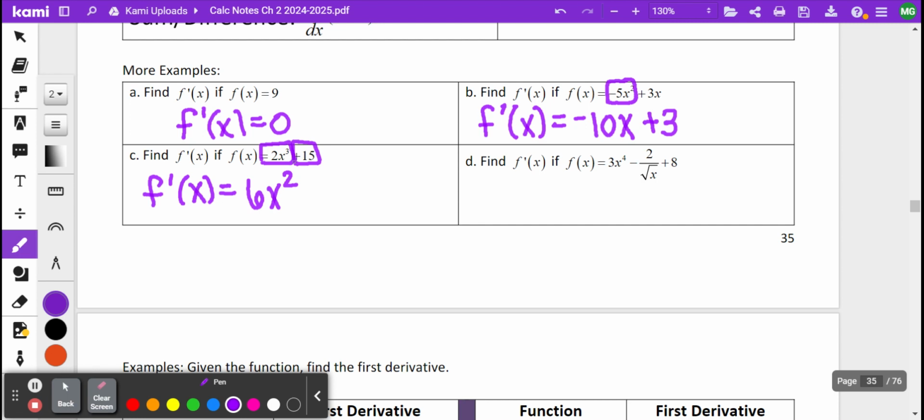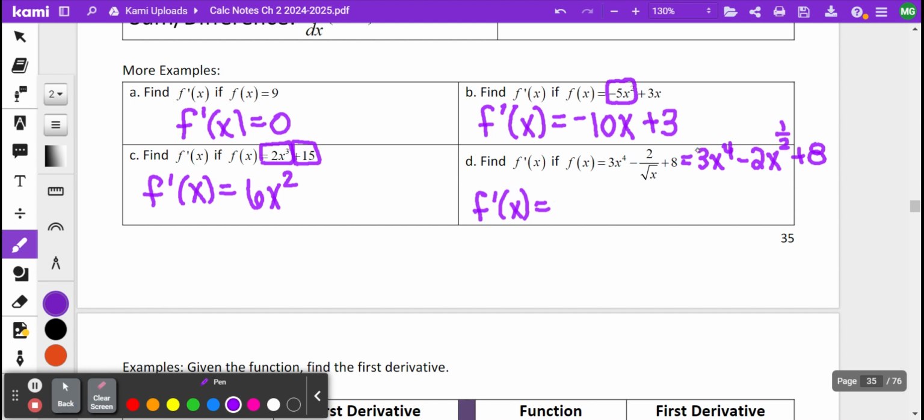The last example, what I would do is I would rewrite this middle term. So I would keep 3x to the fourth, but I would remember this is x to the 1/2, and then I would bring it up to the numerator. So we'll have minus 2 times x to the 1/2 plus 8. When we express our radicals with rational exponents, it's much easier to derive. So let's take the derivative using what I just wrote over there in purple.